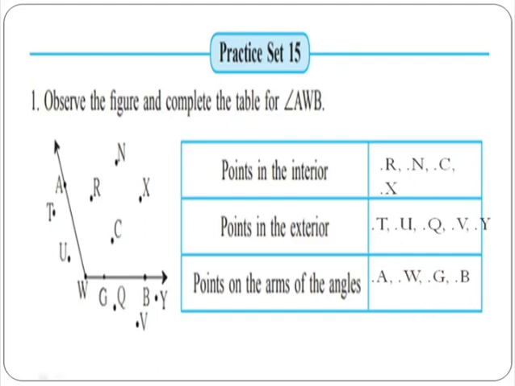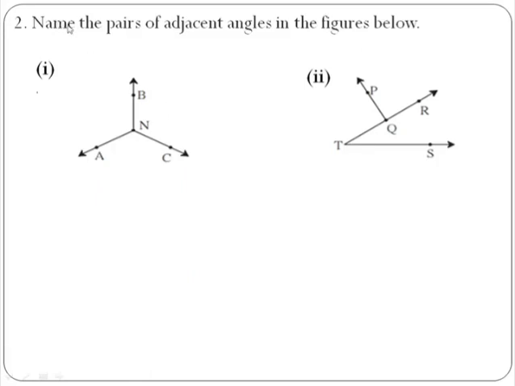Now question number 2. Name the pairs of adjacent angles in the figures below. Now look at both the diagrams and find the pairs of adjacent angles. Now you will see here at point N, three angles have been formed: angle BNC, angle CNA and angle ANB.